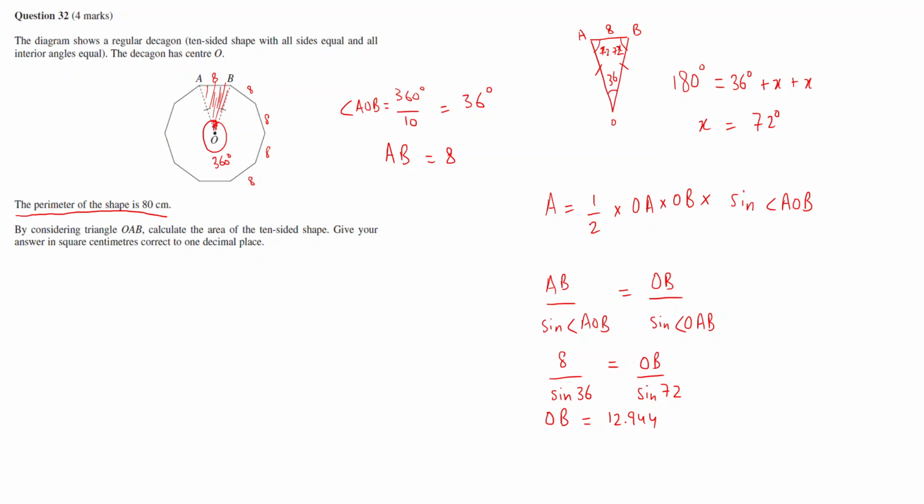I know OAB is 72 degrees. So solving this equation, I can work out that OB is equal to 12.944. Now all I need to do is plug this in here: half multiplied by 12.944 multiplied by 12.944 multiplied by sine of 36, which will give me the area. It's equal to 49.24. This is the area of one of the triangles. In the shape there are 10 triangles, so the area of the whole shape would be 10 multiplied by 49.24, which is equal to 492.4 centimeters squared. And that would be your answer.